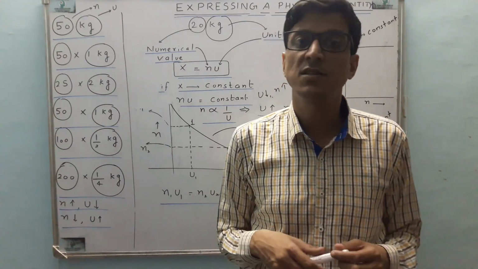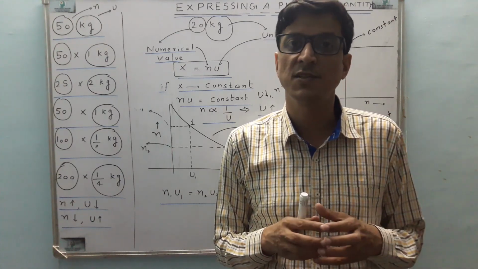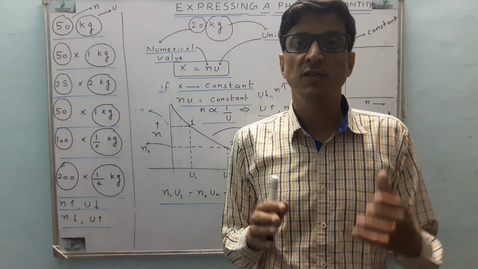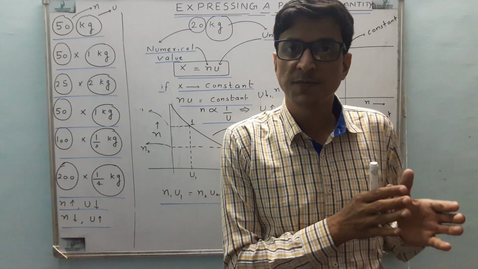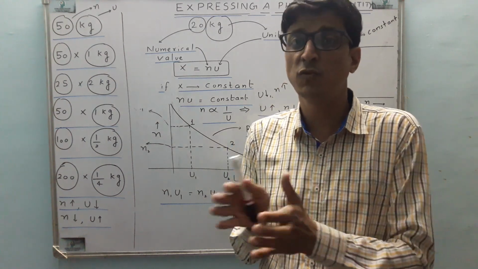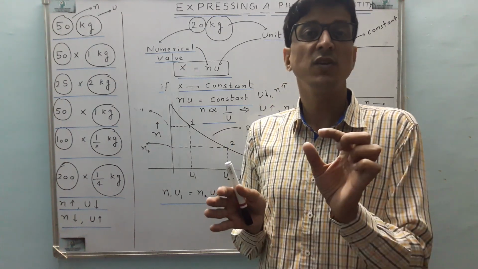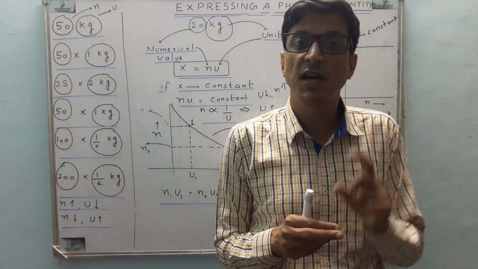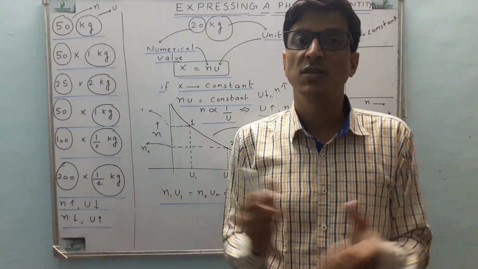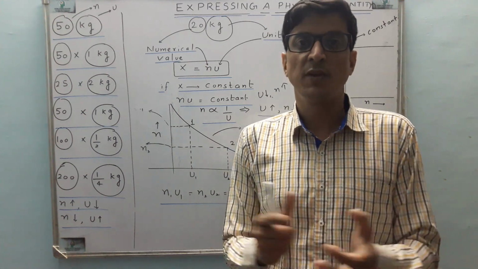You can analyze the situation. Suppose we have to measure 50 kg. So we have two options. The first is we have 50 1 kg masses, and another we have 25 2 kg masses. So if you increase the size of the unit, then half the masses will be required, half the numbers will be required. So that is as simple as that. I hope it works for you.